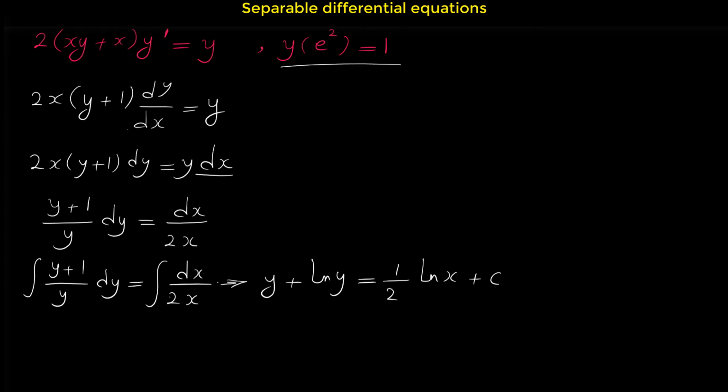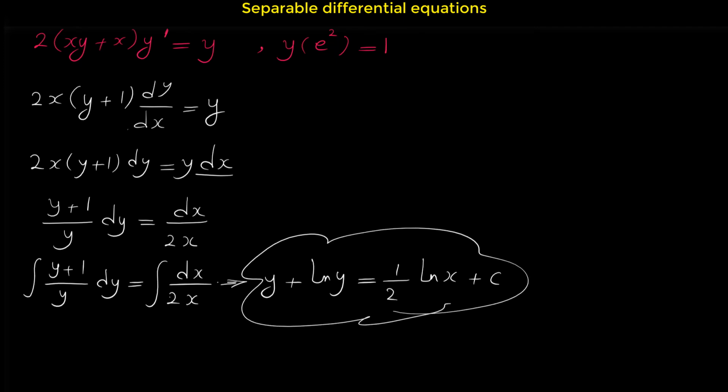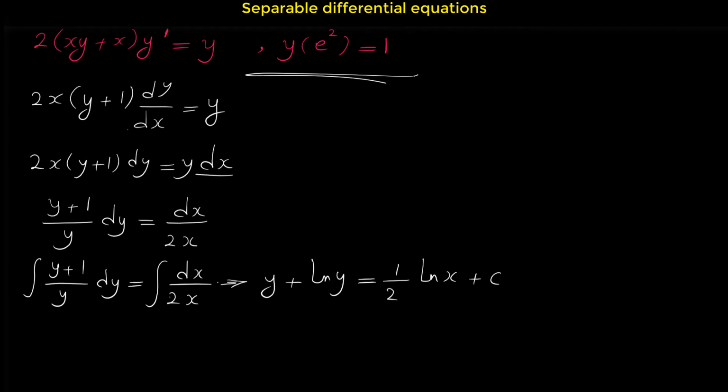Now because we have this initial condition, we can use that initial condition for finding c. This is the general solution of the differential equation, but here, because we have an initial condition, we can find the particular solution. Based on this condition, if we plug in e to the 2 for x, the y value is 1.